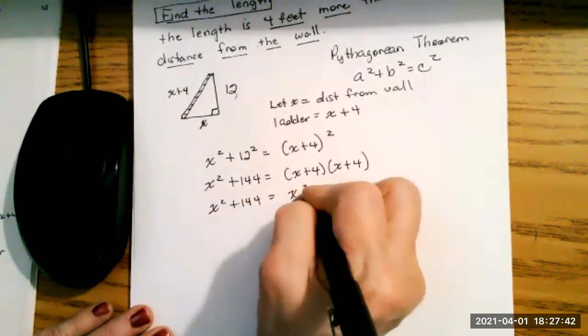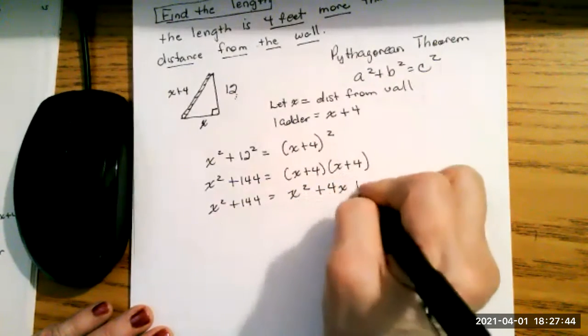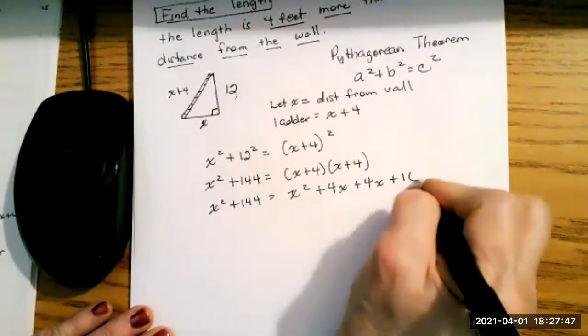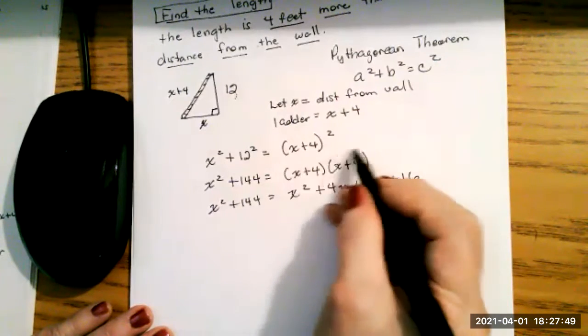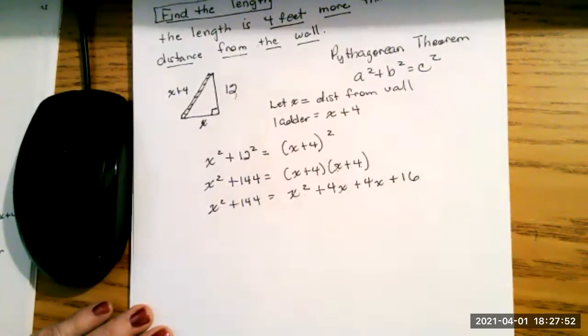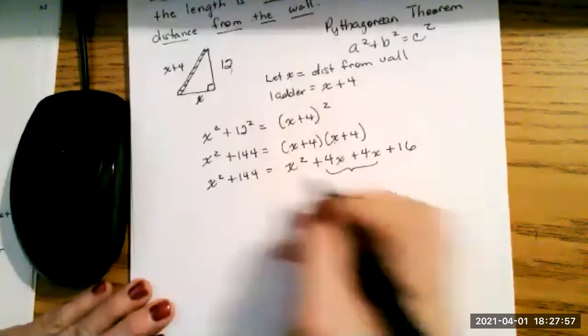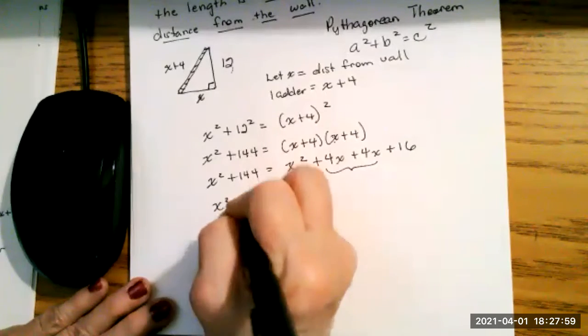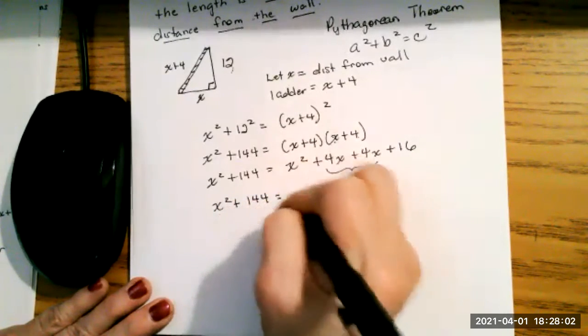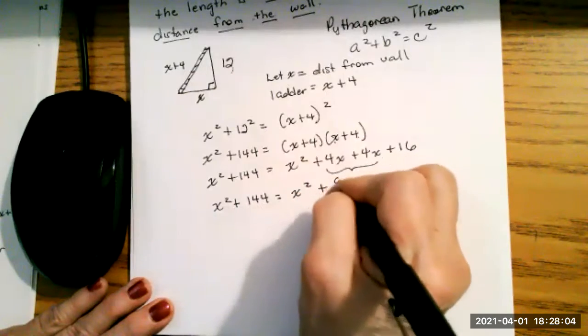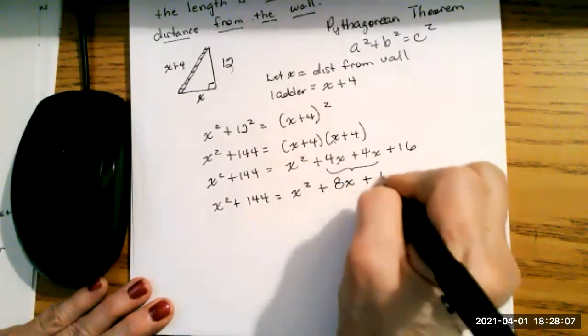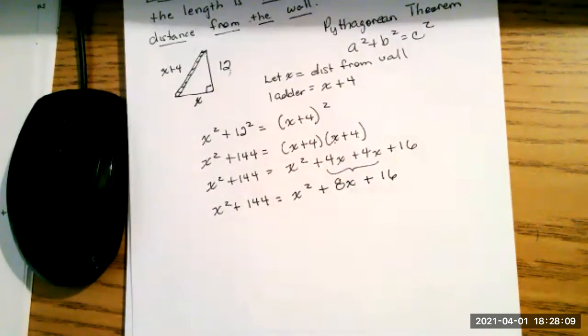That's going to be x squared plus 4x plus 4x plus 16, because I'm doing first, outer, inner, last. Now I could combine these two right here. I'm going to take a step and do that because I neglected to do that before, and some people got confused because they didn't understand where that came from. So 8x is that 4x plus 4x combined together. Now then, I'm ready to solve it.